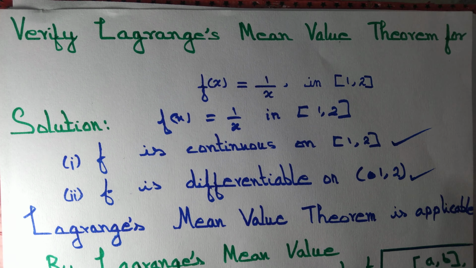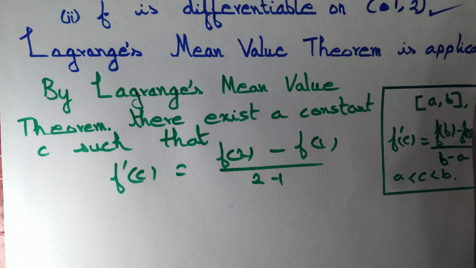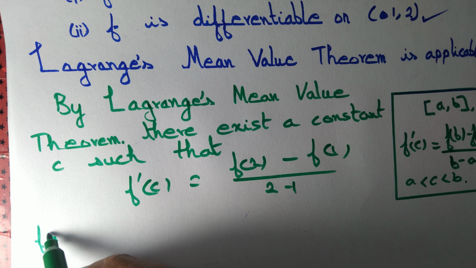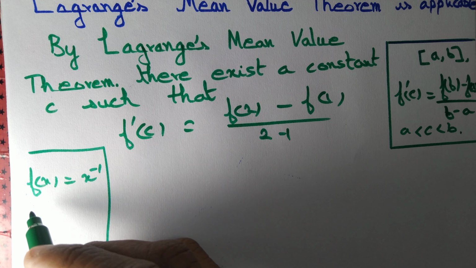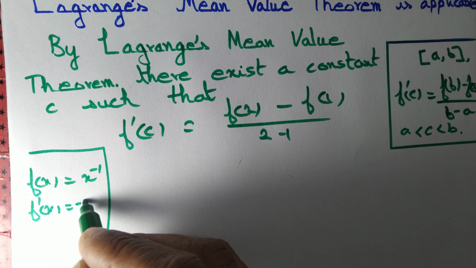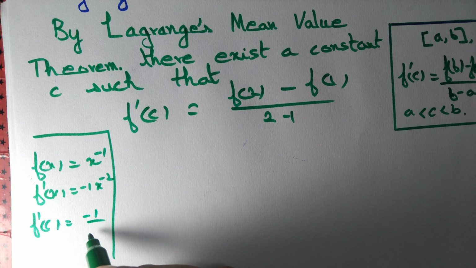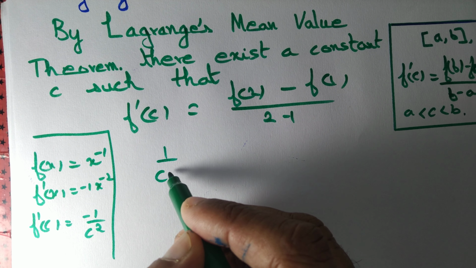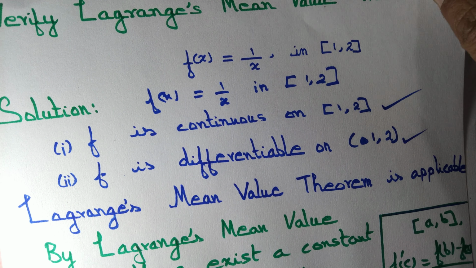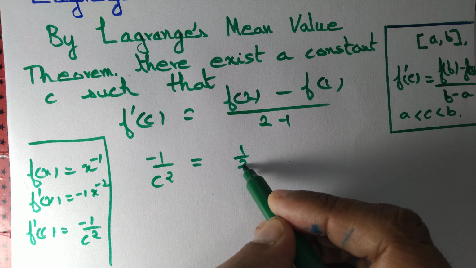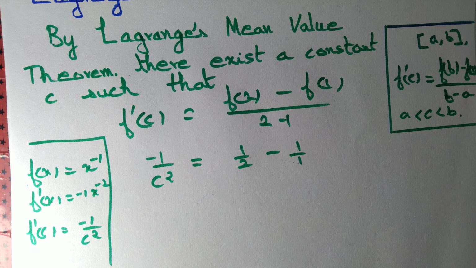Now f(x) equal to 1 by x, that is x to the power minus 1. If we differentiate it, we get f'(x) equal to minus 1 times x to the power minus 2. So f'(c) equal to minus 1 by c square. So we should be able to produce a constant c such that minus 1 by c square equal to f(2) minus f(1) divided by 2 minus 1. f(2) is 1 by 2, f(1) is 1 by 1, that's just 1, and 2 minus 1 is just 1.